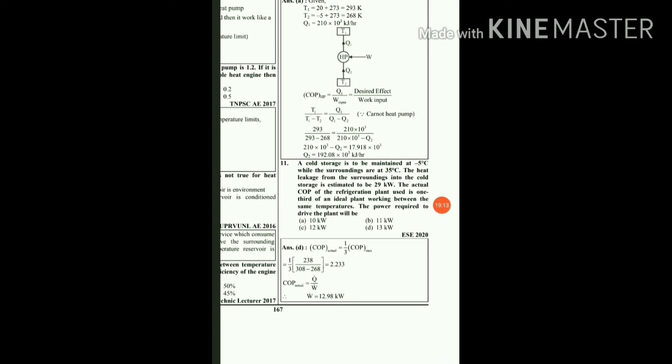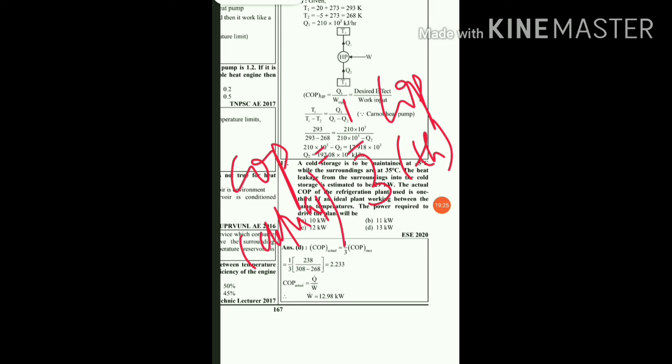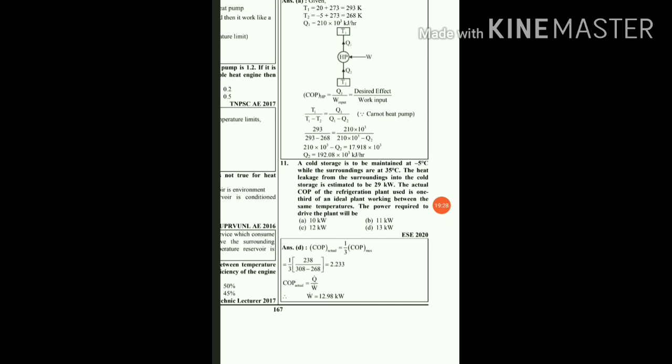Here it is given that the actual COP of the plant is 1/3 of the theoretical COP. First of all we draw the diagram for the refrigerator or ice plant. The low temperature reservoir is maintained at minus 5 degrees Celsius and the higher temperature reservoir at 35 degrees Celsius. The heat leakage from the surroundings into the cold storage is estimated to be 29 kilowatt, so Q1 will be equal to 29 kilowatt.